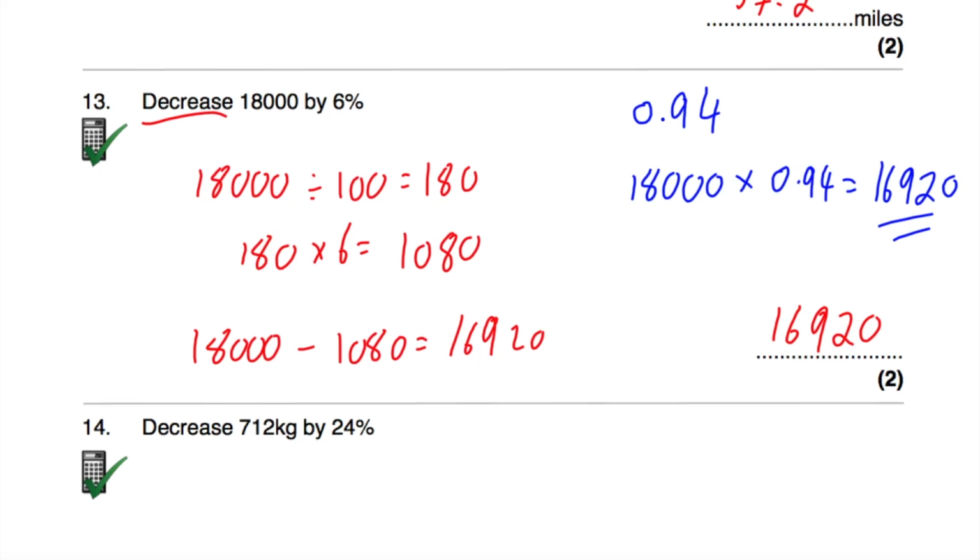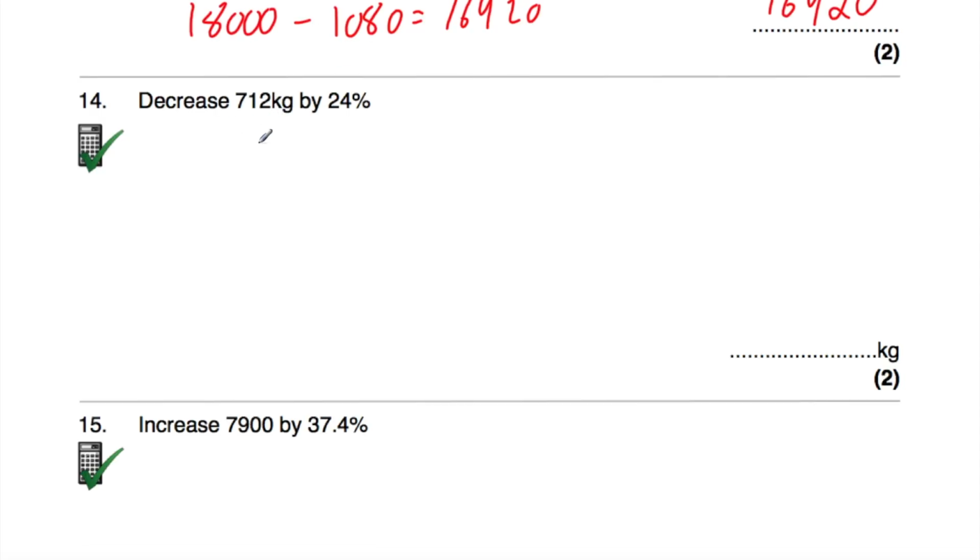Okay, let's look at our next question, question number 14. So question number 14 says to decrease 712 kilograms by 24%. So what I'm going to do is use our two different approaches. The first approach is to work out what 24% is and then take it away. The other approach is to use a multiplier. So let's take the 712 and divide it by 100 to find 1%. And whenever we do 712 divided by 100, that's equal to 7.12.